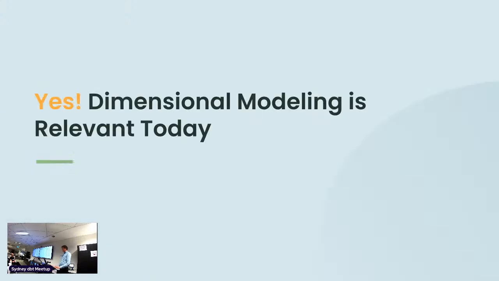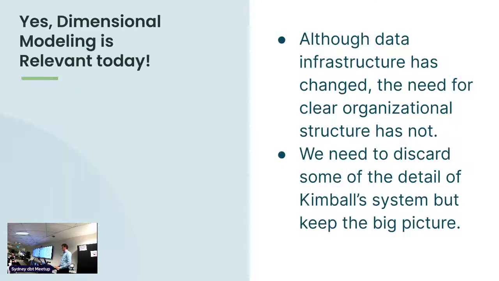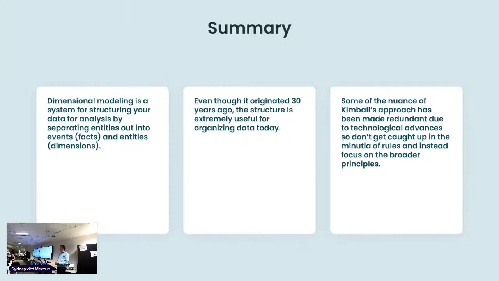Okay, so as I said, data infrastructure has changed, but our need for organizational structure has not. And we do need to discuss some of Kimball's system, but we can keep the big picture and the main ideas. So in summary, dimensional modeling is a system for designing data and structuring data for analysis by separating things out into facts and dimensions. And facts are business events, dimensions are entities. And even though it originated nearly 30 years ago, the structure is really useful for today. We need to remember that the nuances of his approach are less important than the big picture and focus on those broad principles.